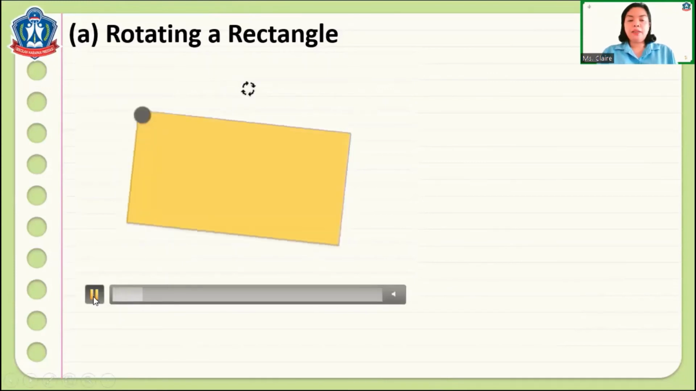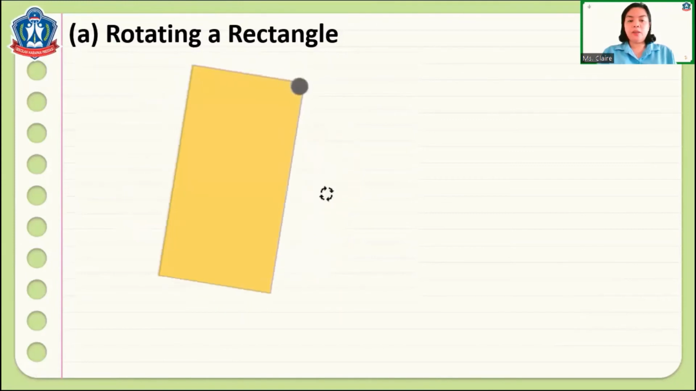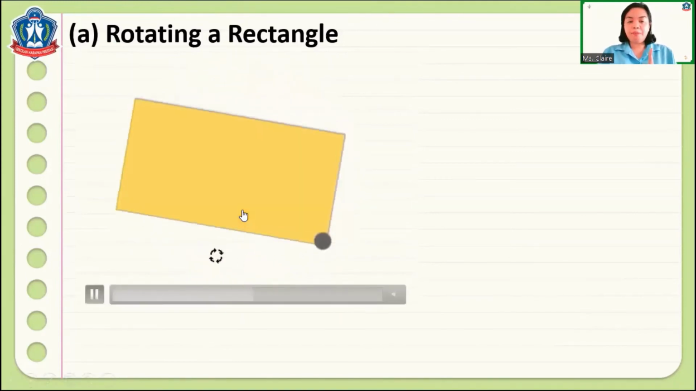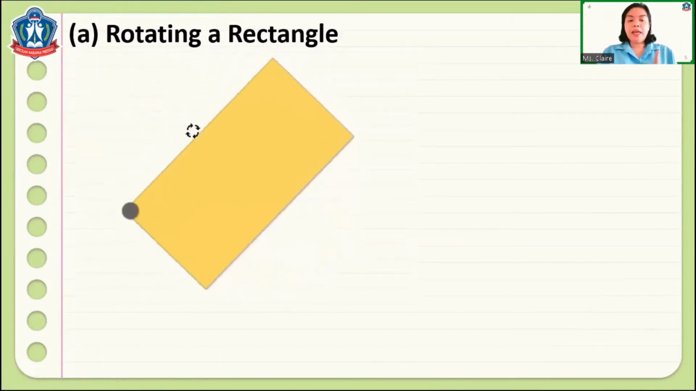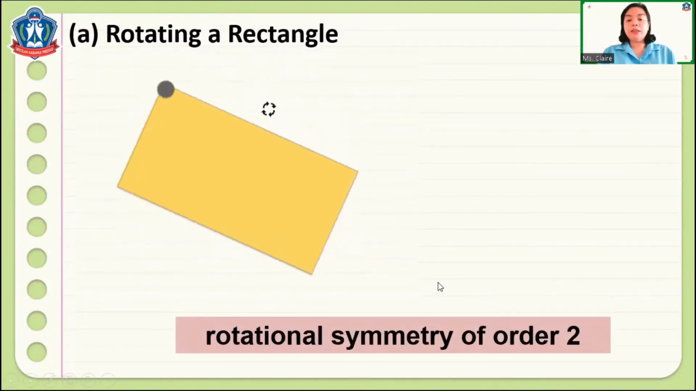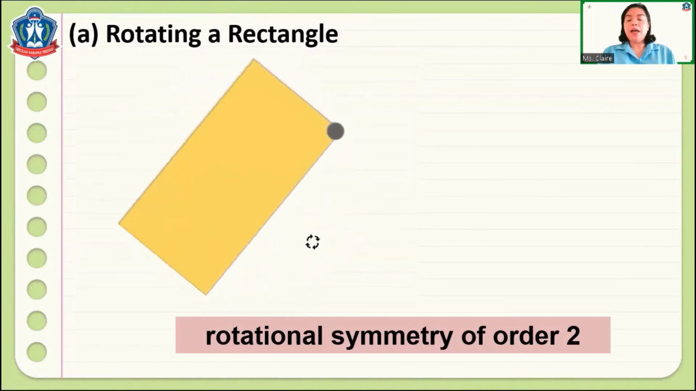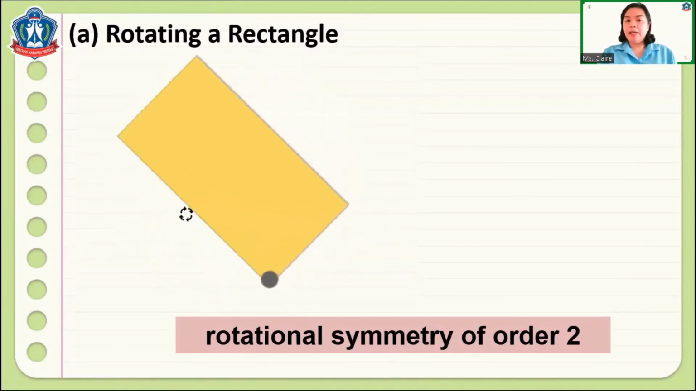Take a look. So let's rotate the first one. We will not include this. So this is no. Yes, this one. So this is the first order. Next. No, because the position is different. And this one. Okay. So the rectangle, children, has rotational symmetry of order 2. Okay. So only 2.